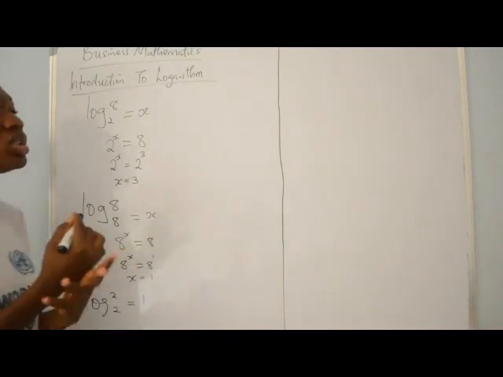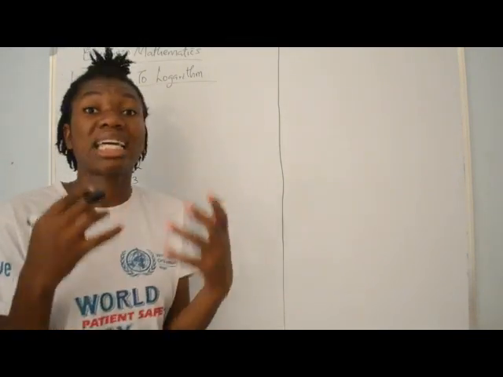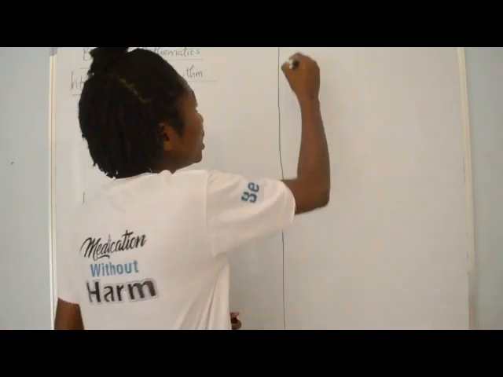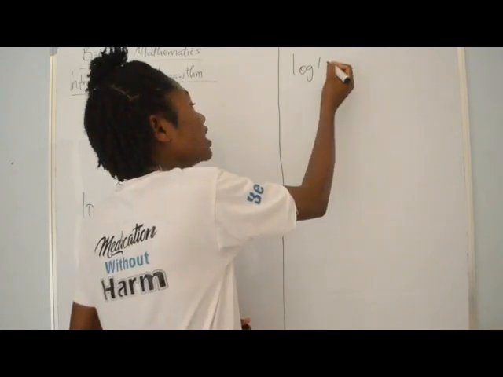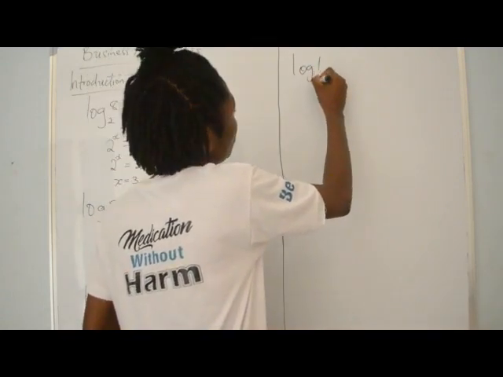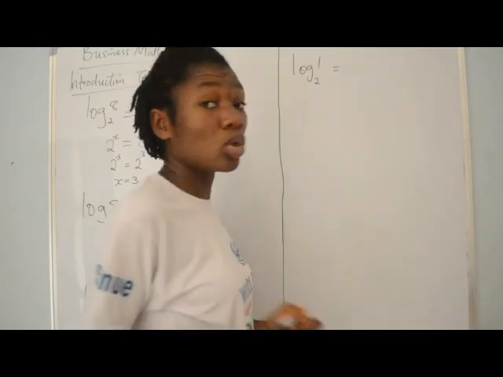Now the next law, a little tip we need to observe when carrying out our logarithm, is the logarithm of 1 to any base at all. Any base, let's assume this is 2. The logarithm of 1 to any base at all is equal to 0.